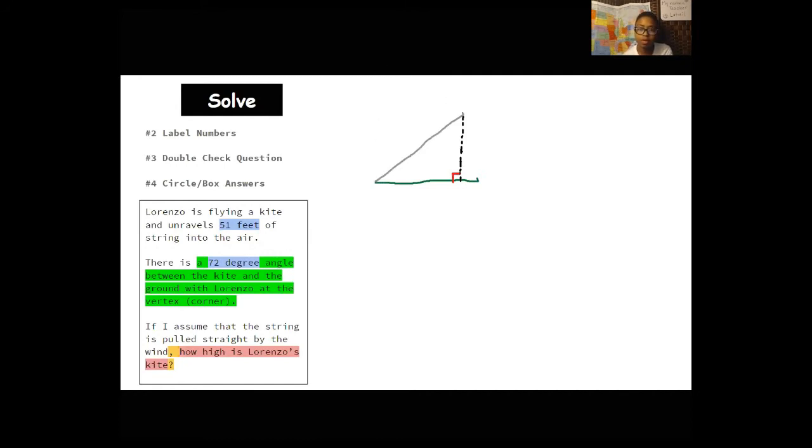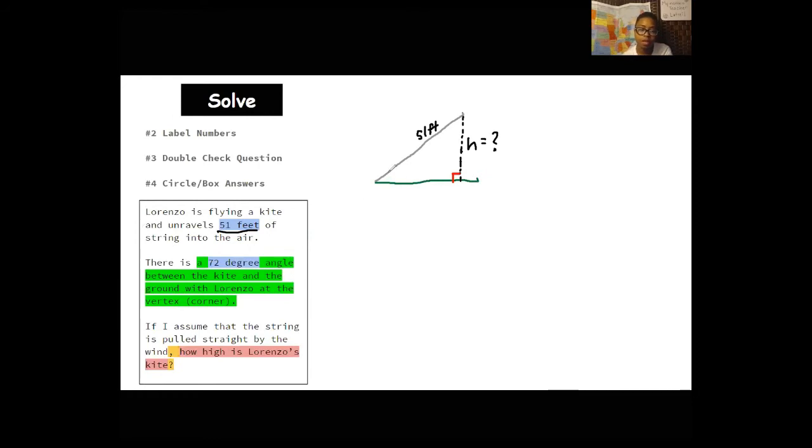And let us label. Okay, so S was the length of the string, and the length of the string is 51 feet. Lorenzo is flying a kite and unravels 51 feet of the string into the air. So this side is 51 feet. Then we have H. Do we know what H is? H is the height. Height is what we're trying to find out, right? It says at the bottom, if I assume that the string is pulled straight by the wind, how high is Lorenzo's kite? So that's the question, how high? So let's put a question mark here.